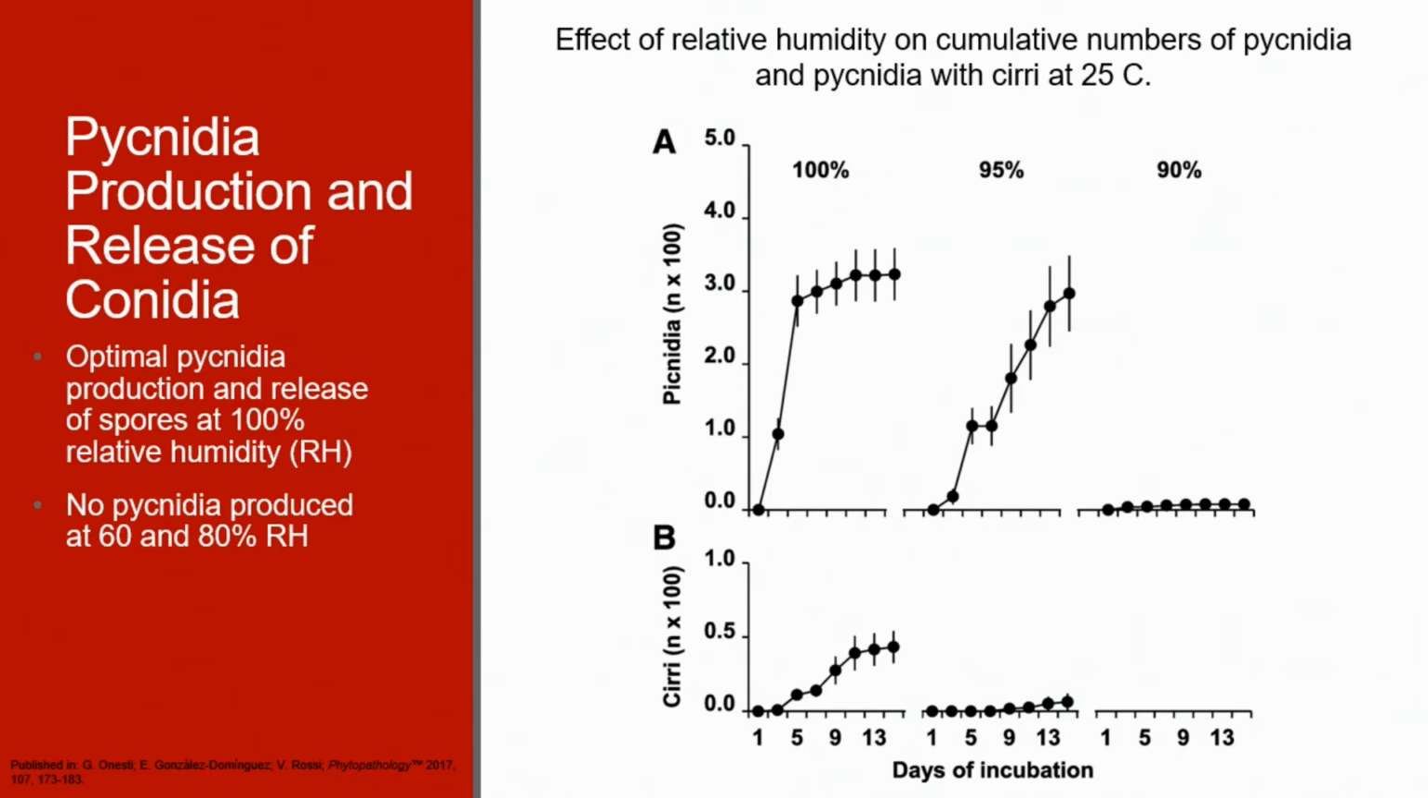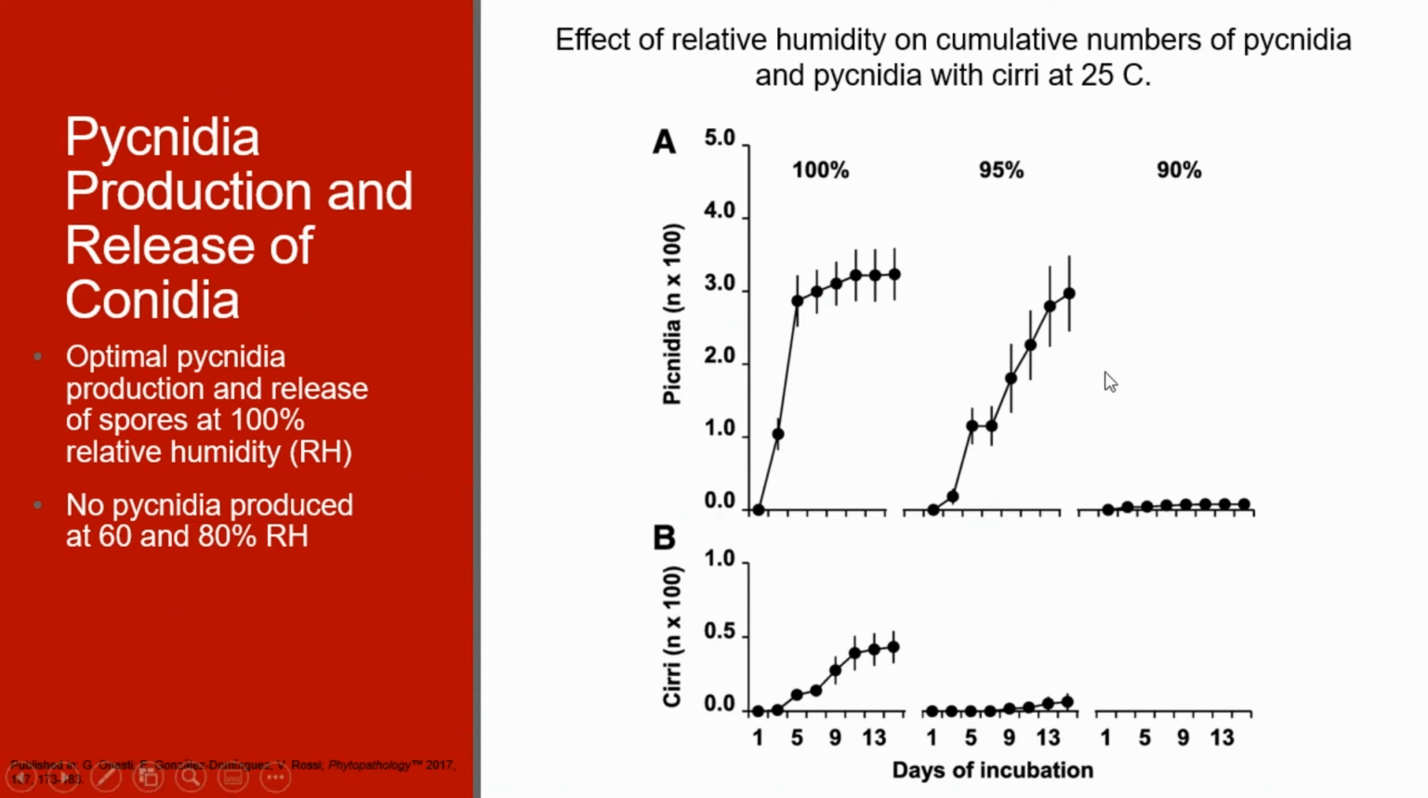At 100% relative humidity, the pycnidia release the conidia in a slimy matrix called a cirrus, or plural, cirri. Pycnidia can release several cirri, which have a tendril spiral-like shape to them.